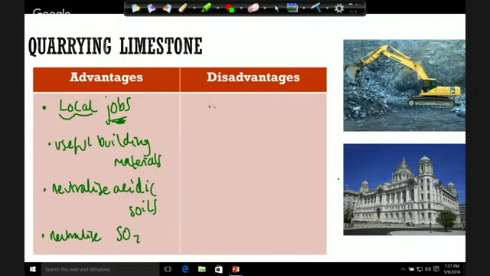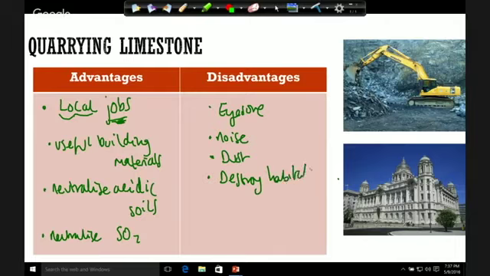For our disadvantages, there are loads of things we can put. We can put that it's an eyesore, that there's loads of noise pollution, that there's loads of dust pollution coming out of these big quarries, that it destroys habitats, and things like that. There's going to be loads more heavy lorry and truck traffic, because you've got to have really large vehicles to be able to take that material away.